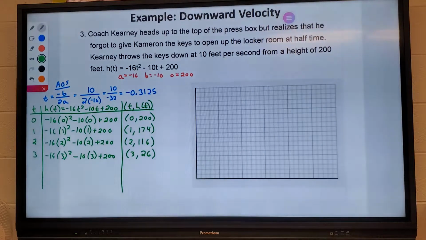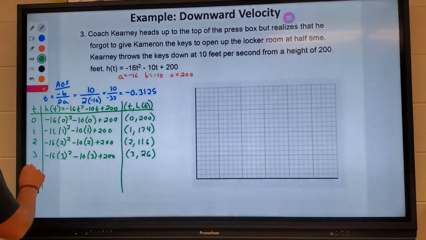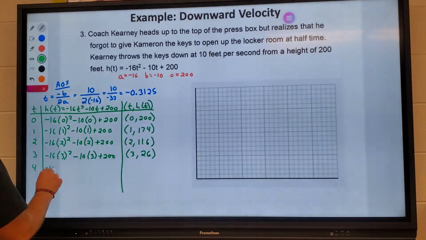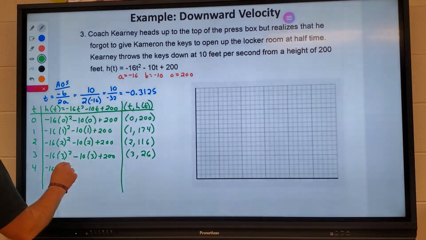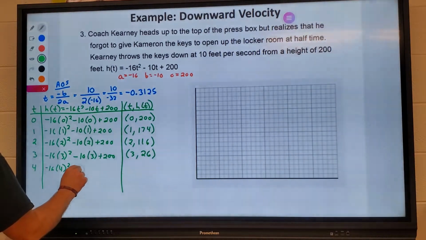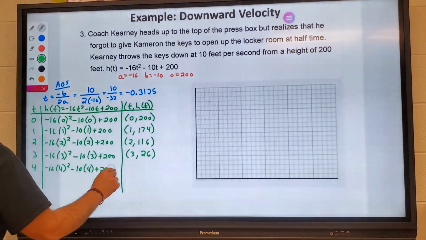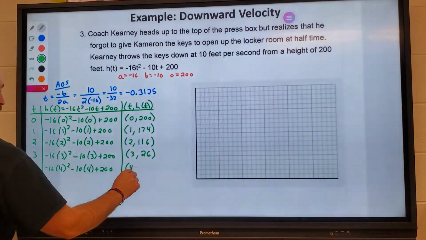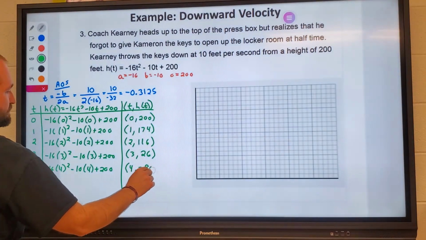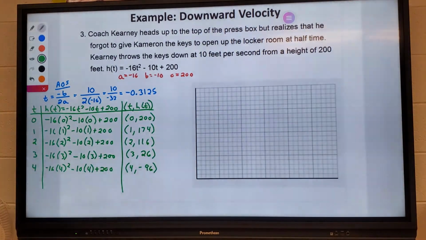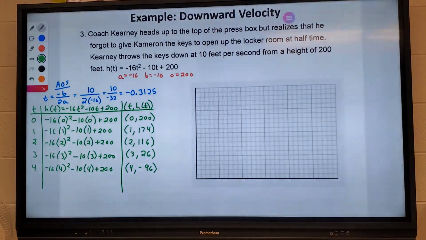Okay, again, this is a lower number, but we cannot stop here because we don't have 0 or a negative value out for the output. So you have to continue to the next. 4, negative 16 times 4 squared, minus 10 times 4, plus 200. It's going to give me a value of 4 comma negative 96. Okay, so now again, because I have a negative value, I can stop working them out.